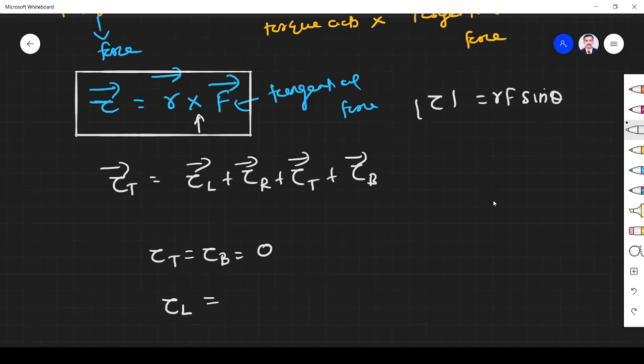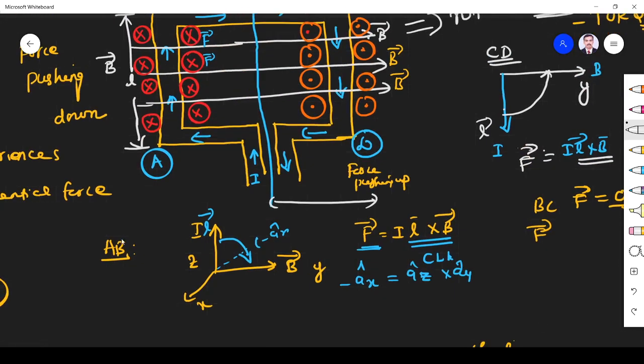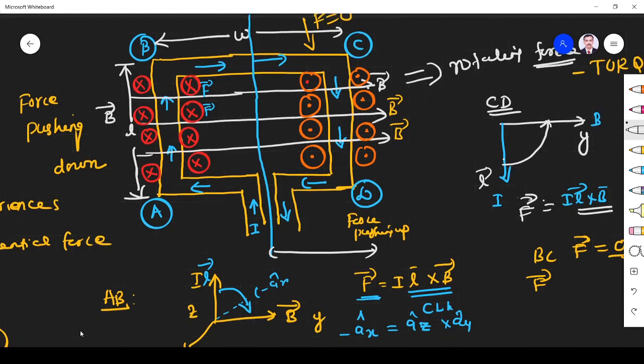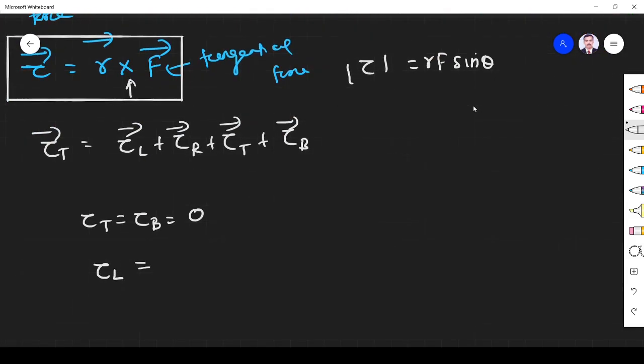What about tau in left and right arm? Tau in left arm is given by tau is equal to RF sin theta. What is the angle between R and F here? R is the distance, right? R is W by 2, the total radial distance. F is equal to BIL. So tau is equal to RF sin 90 because both are perpendicular, right?